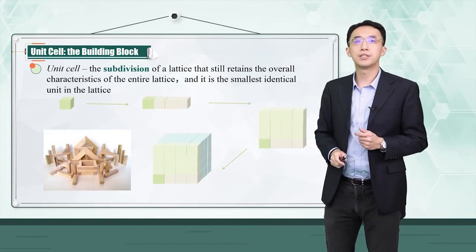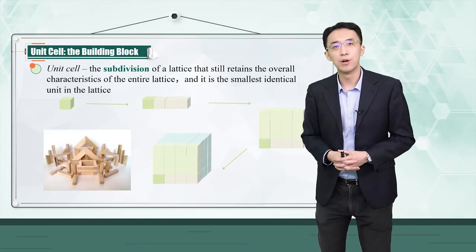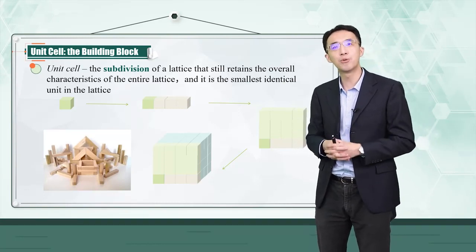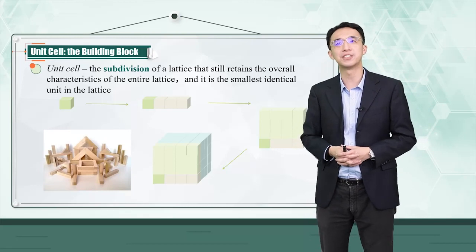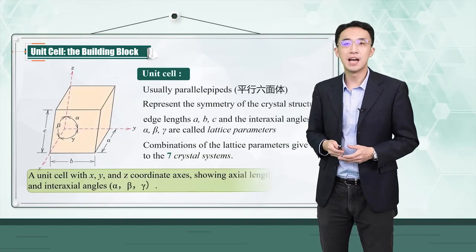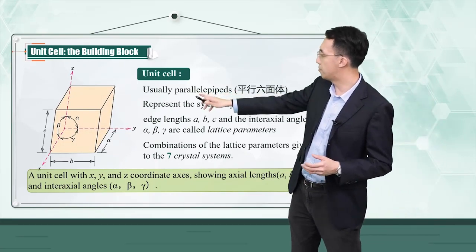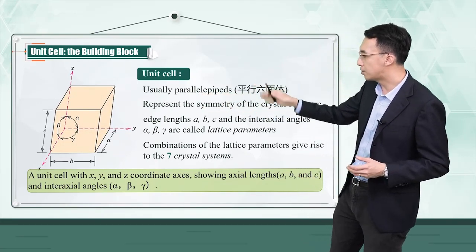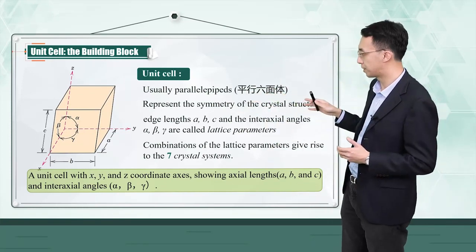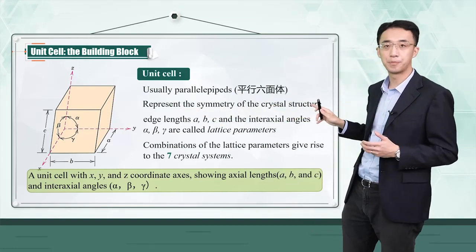And an important concept is the unit cell, which is the subdivision of a crystal that still retains the overall characteristic of the entire lattice. And it is the smallest identical unit in the lattice. And it is usually a so-called parallelepiped. And it has to meet several requirements. For example, it has to represent the symmetry of the crystal structure.